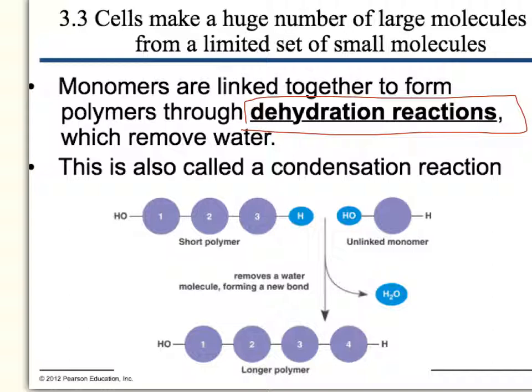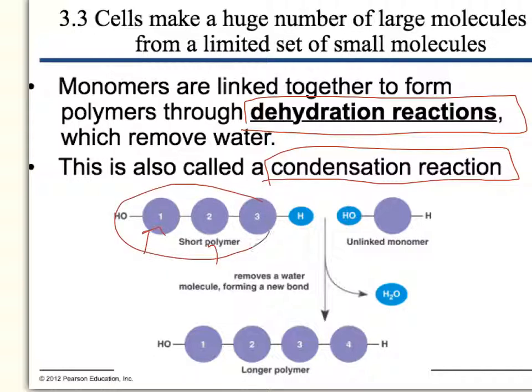There are 2 names actually for this particular reaction. You can also call it condensation. And what happens here is we can see our polymer. Actually, this whole thing here is a short polymer, and you can see we have 3 monomers. So these little monomers that we hooked up into a short polymer.